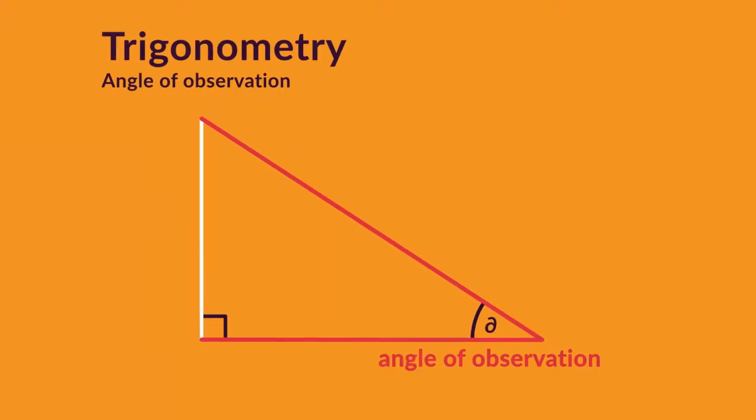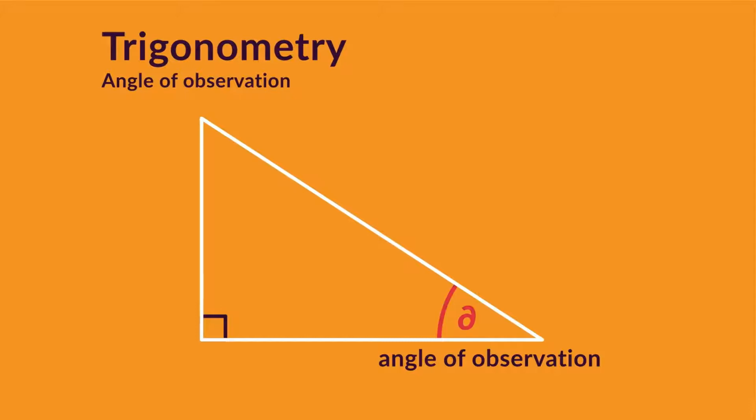We know where Maya's angle of observation is on this triangle. This is the angle we're interested in, either to find the size of it or, if it's a known angle, to use it to find another piece of information.